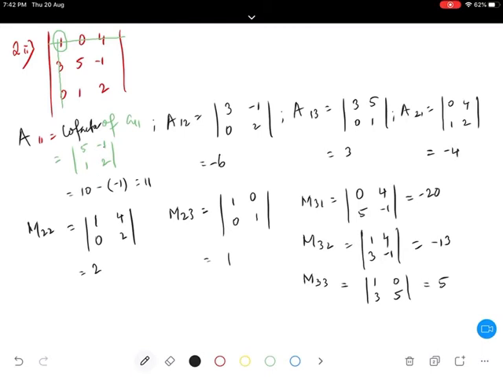2 plus 1 is an odd number, so there will be a minus sign in there. So minus minus will become plus. Yes or no? Now tell me, A22 will be what? A22 will be the same because 2 plus 2 is an even number. Now A23 will be what?